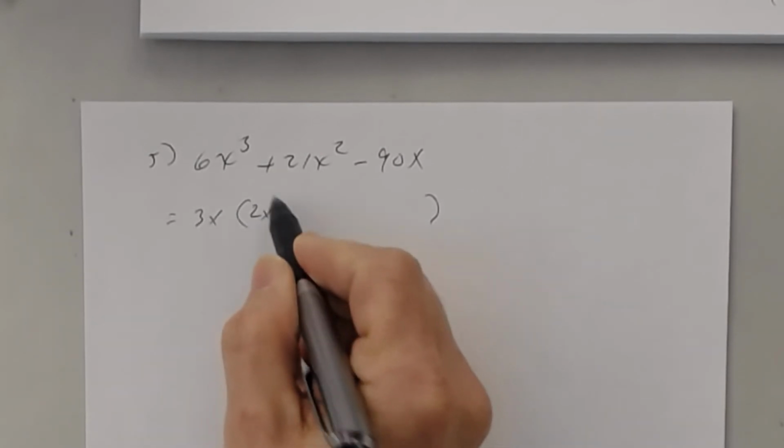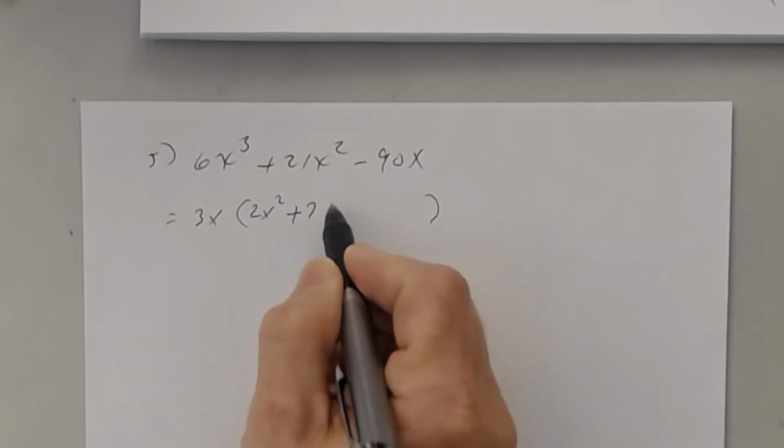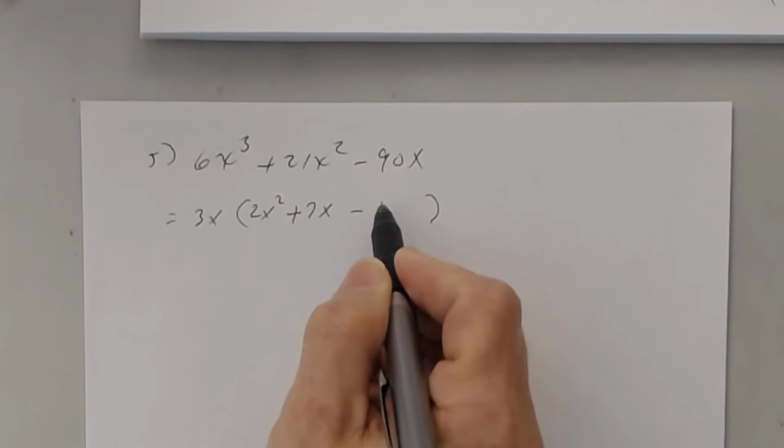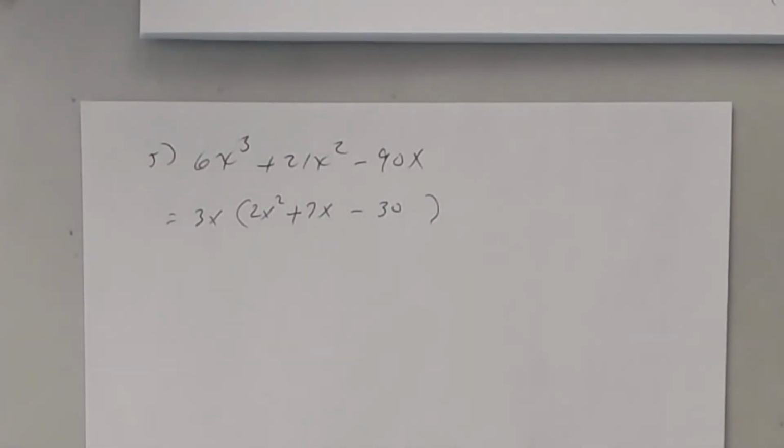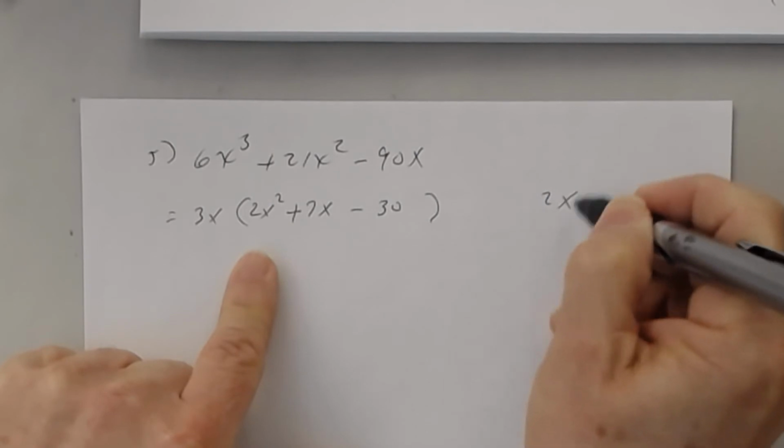So you factor out the 3x, and I get what trinomial? 3x times 2x squared, good. What else? Plus 7x, what else? Minus 30, good. All right, so that's where I'm at. Then some of you are going to say, I'm done. Well, no, you're not. You may get 2 points out of 10 for doing the GCF. You're not done. What have you forgotten to do? Factor the trinomial.